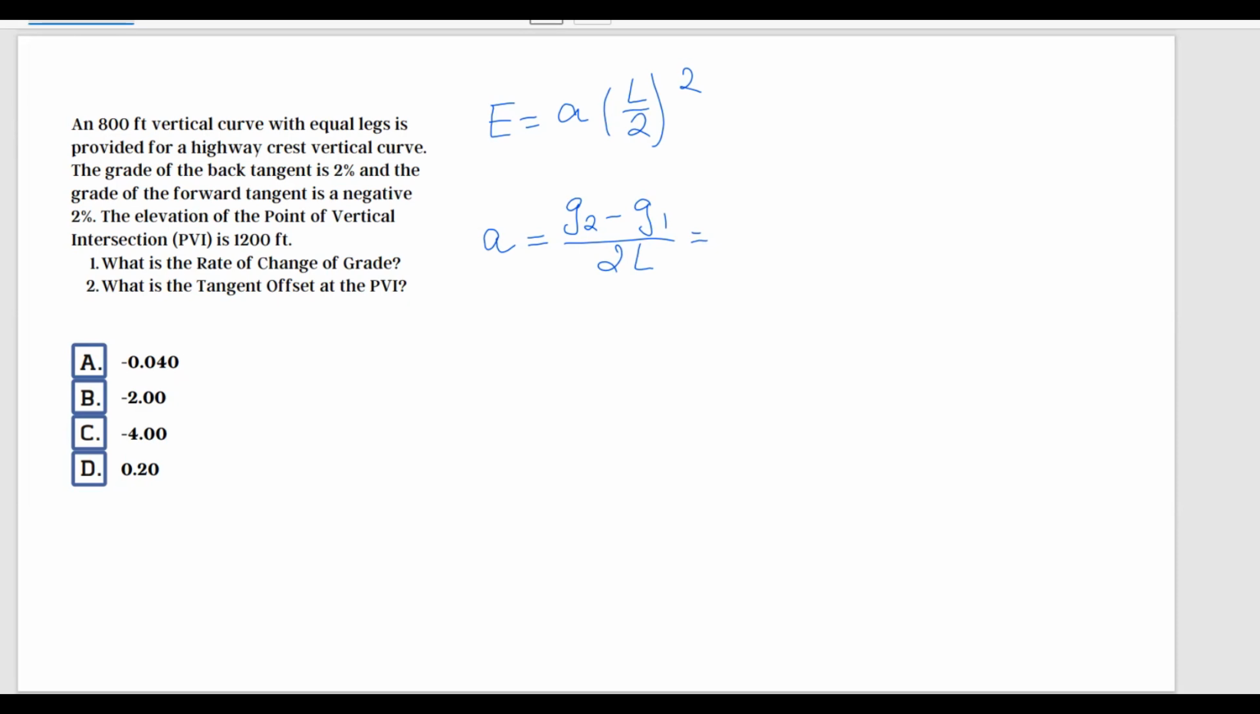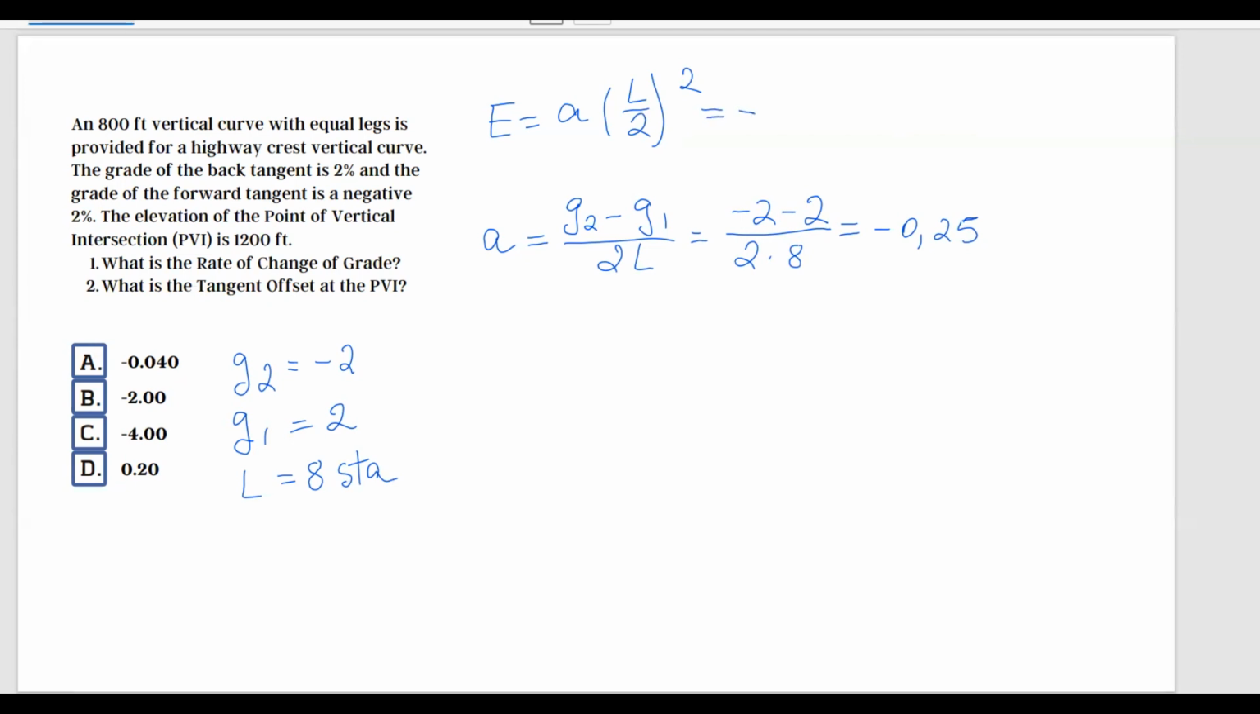And as we've discussed in our previous point, G2, we're going to take it as -2. G1 is going to be equal to 2. And L, we're going to work in stations. So L is 800 feet, meaning it is 8 stations. So here we can say -2 minus 2 over 2 multiplied by 8 equals minus 0.25. And now with the A known, let's go back to our formula here.